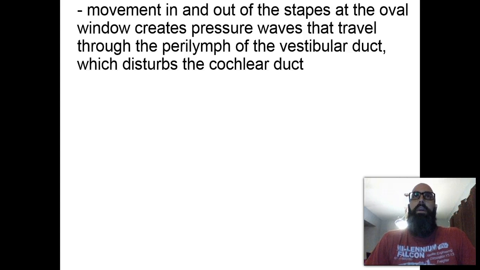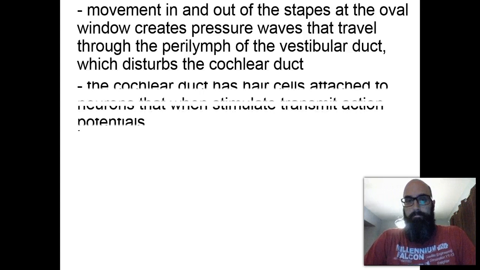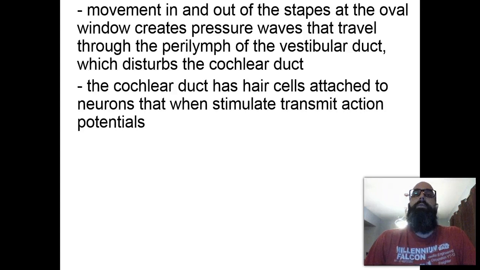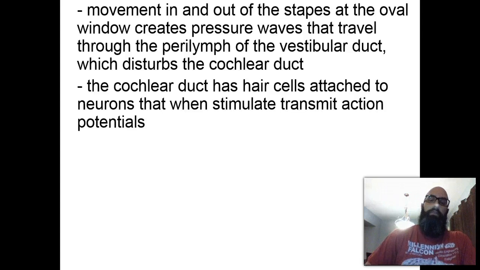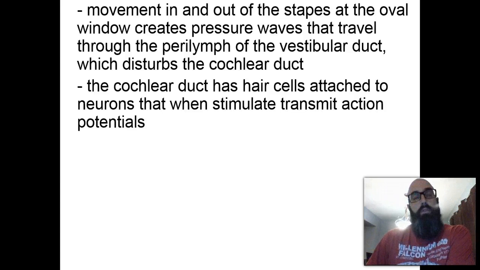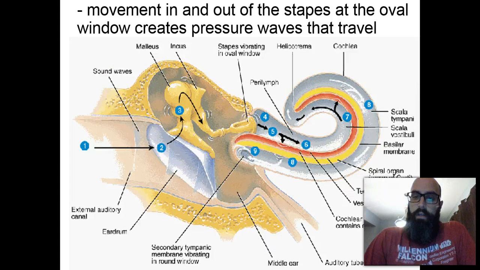When it moves in and out of the oval window, it creates pressure waves inside the cochlea that travel through a liquid called perilymph, and it travels through the vestibular duct, which disturbs the cochlear duct. The cochlear duct has what are called, for lack of better terms, hair cells attached to neurons that, when they are stimulated, transmit action potentials. Those action potentials converge on the vestibulocochlear nerve. That nerve goes directly into the brain, particularly the medulla, which we'll cover in 1 second.